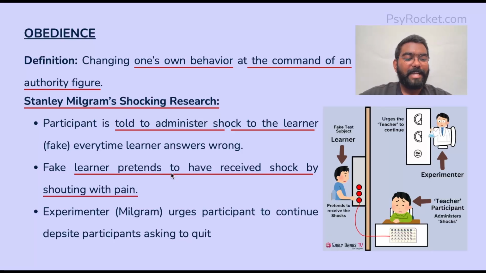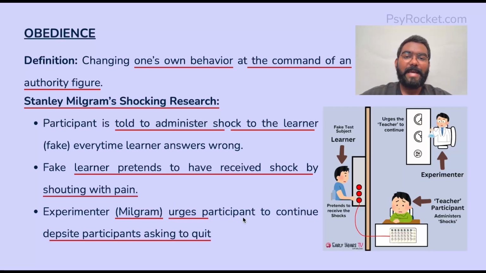But when he administers a shock, the participant, the learner, shouts as if he got shocked. But in reality, there is no electricity there. Whenever that participant felt uncomfortable giving a shock to another human being and wanted to quit, the experimenter, Milgram, urged the participant to continue despite the participant asking to quit.